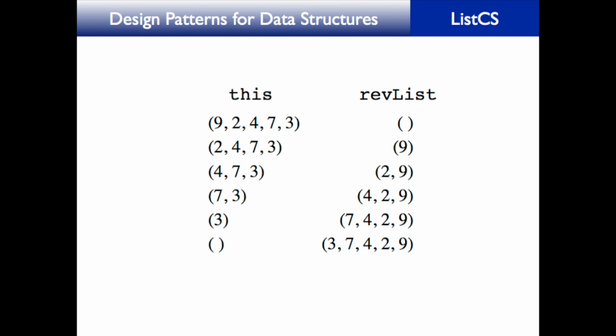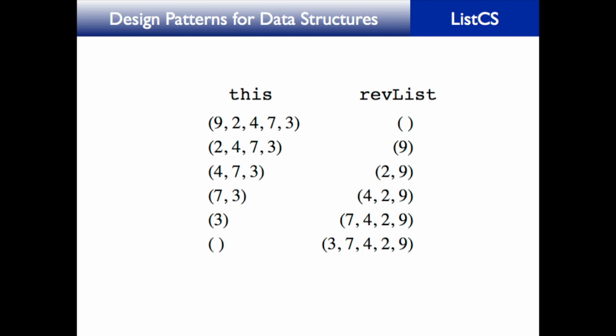That gives us the 2, 9, leaving us with the 4, 7, 3. Then the 4 is peeled off, making the rev list 4, 2, 9 and leaving us with 7, 3. Then the 3 is peeled off and put in front of the 7, 4, 2, 9, leaving us with the empty list. Then what we return is rev list, this auxiliary list. Those of you who have taken programming paradigms, this is basically the reverse onto in Scheme that we did. It's exactly the same, so you have a little bit of an advantage in knowing how this algorithm works.